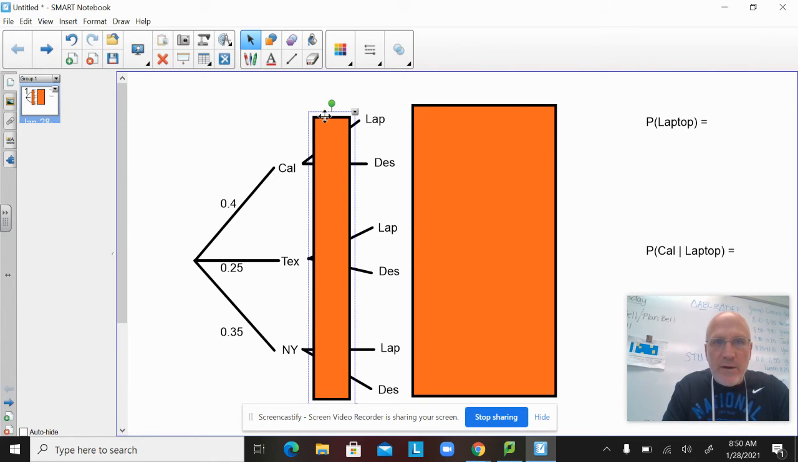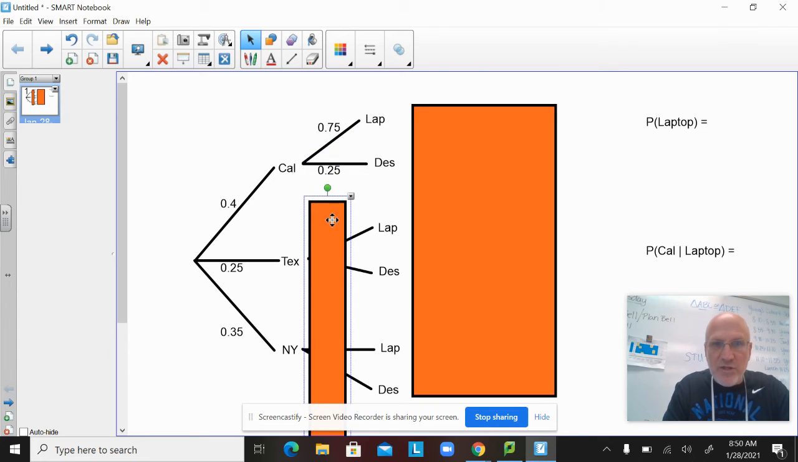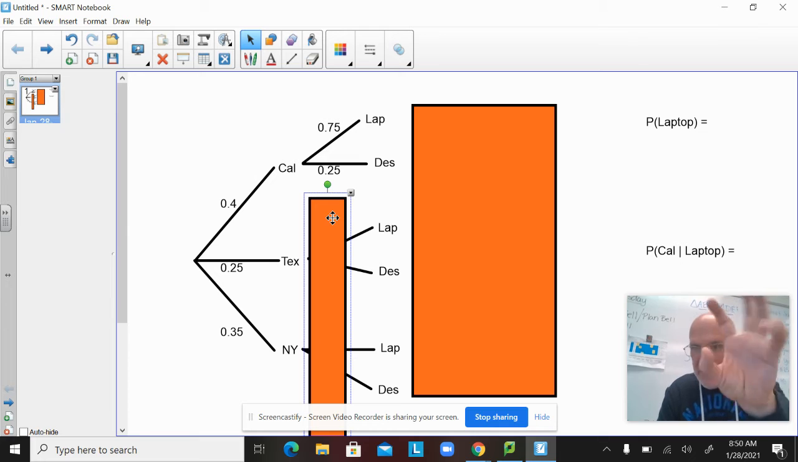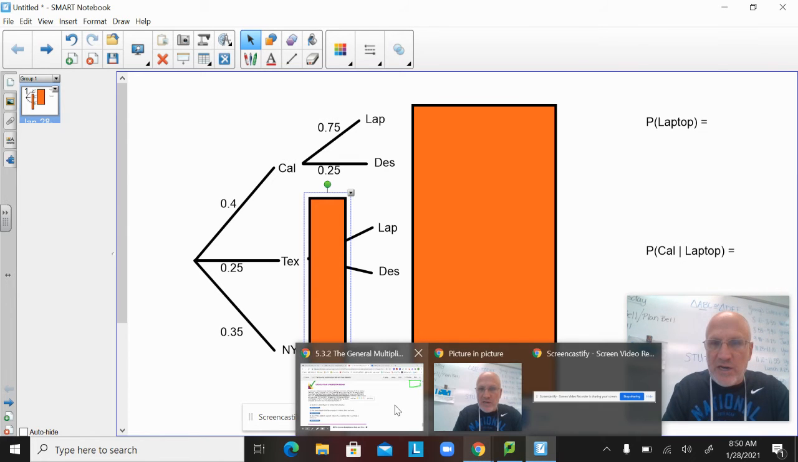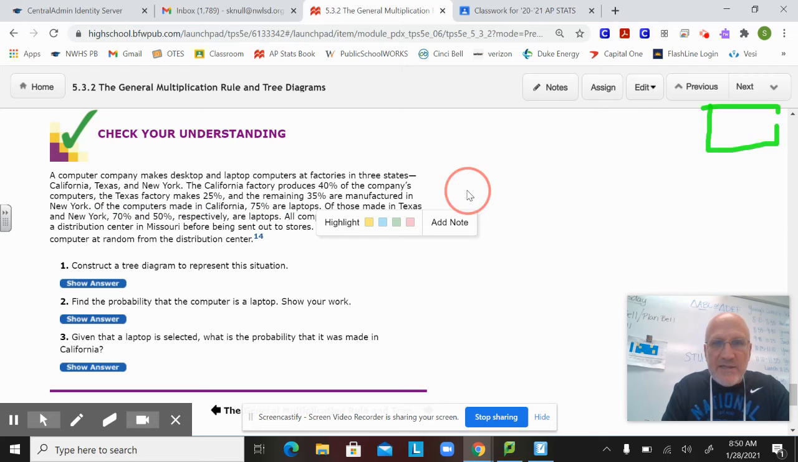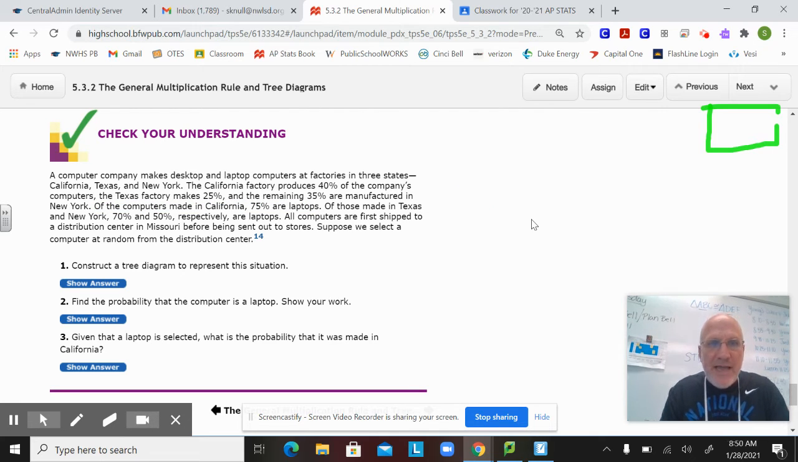So I want to move this there just for California, 75-25. Again, those two still add up to 1. And then let's go back and look at the other 2 states. It says of those made in Texas and New York, 70 and 50% are laptops. You've got to be careful to read this correctly. So in Texas, it's 70-30, and in New York, it's 50-50.